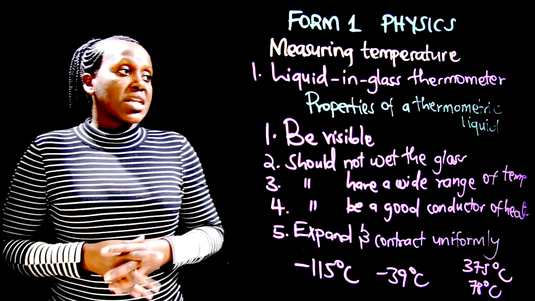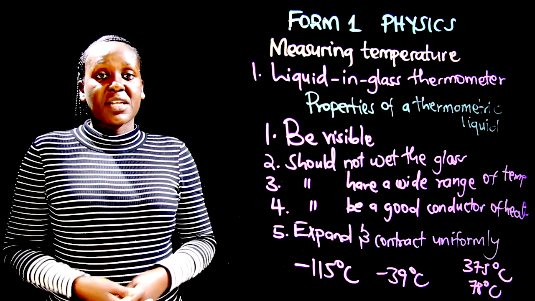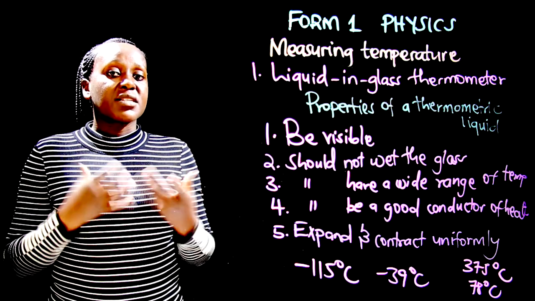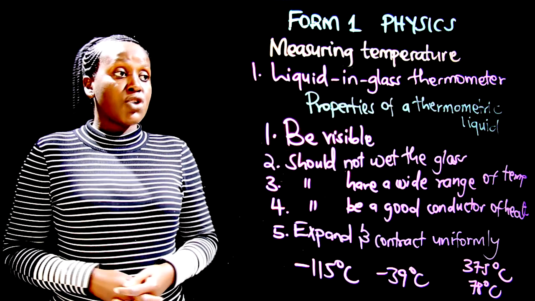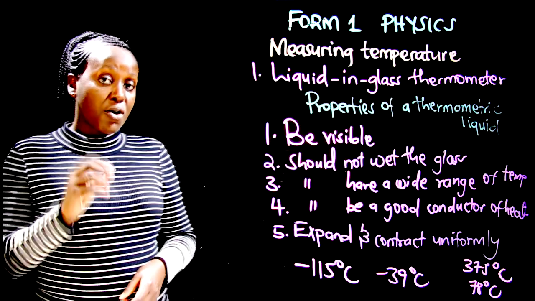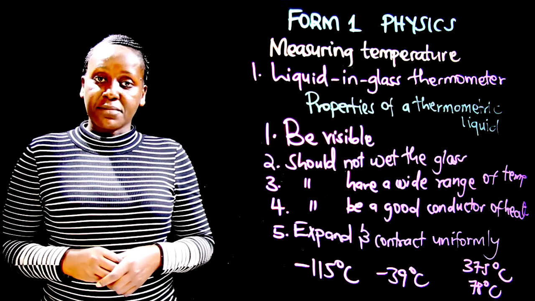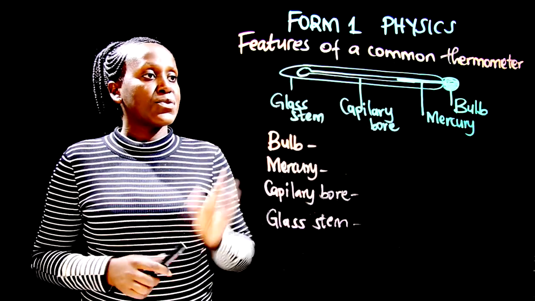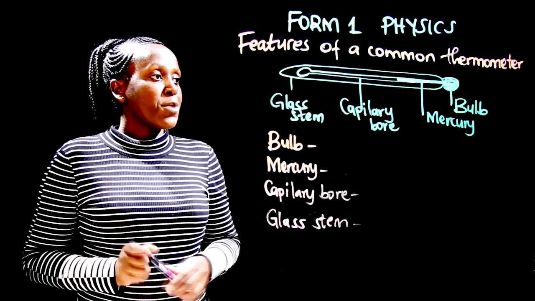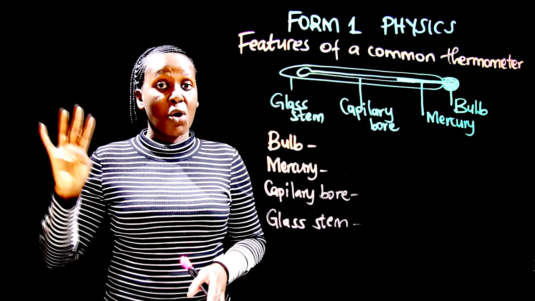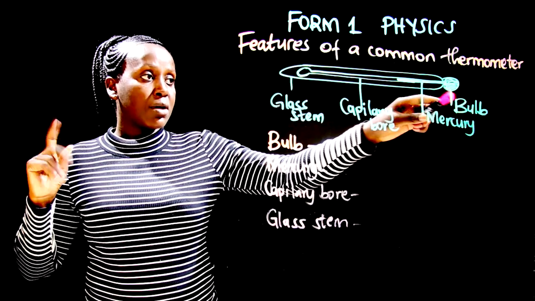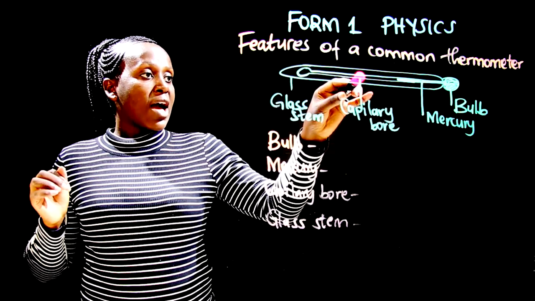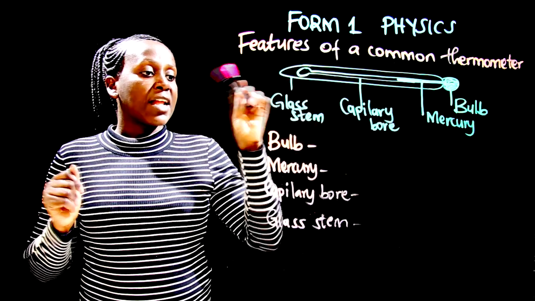So now, in this liquid in glass thermometer, which is the common thermometer that we use, it has some features that make it possible for it to be very effective. So now we are going to look at the common features of a common thermometer. Now we've already seen how a common thermometer looks. For the purpose of learning, we are going to use this diagram. In a common thermometer, we have four main components. Number one is a bulb. Number two is mercury or the thermometric liquid. Then we have the capillary bore, and then we have the glass stem.